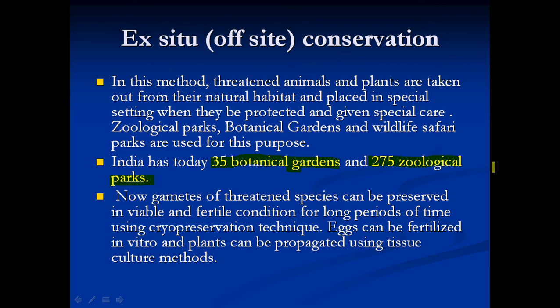Now gametes of threatened species can be preserved in viable and fertile conditions for long periods of time using the cryopreservation technique. Cryopreservation is a method of conservation by storage of materials at ultra low temperatures for a very long period. Plants are propagated using tissue culture methods, also called micropropagation. Then seeds of many different genetic strains of commercially important plants are kept viable for longer periods in seed banks.